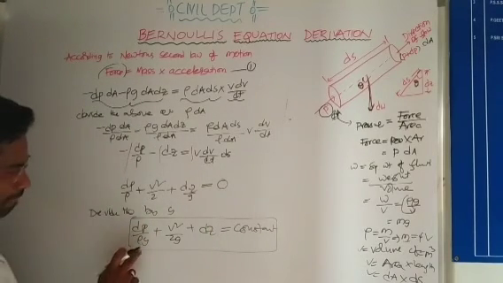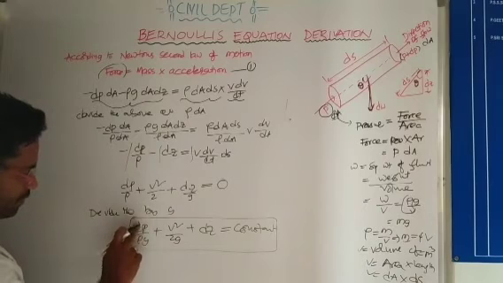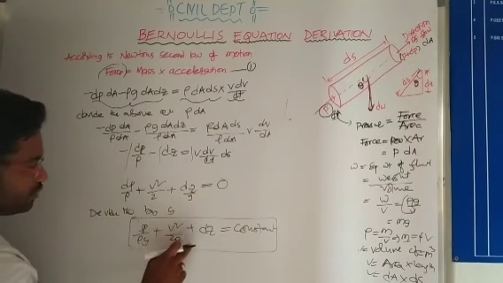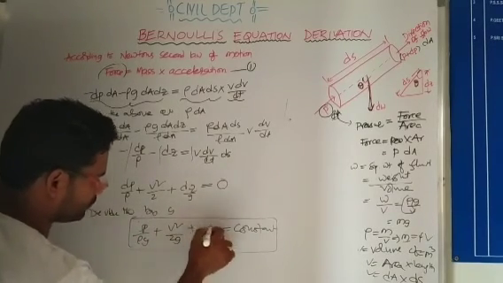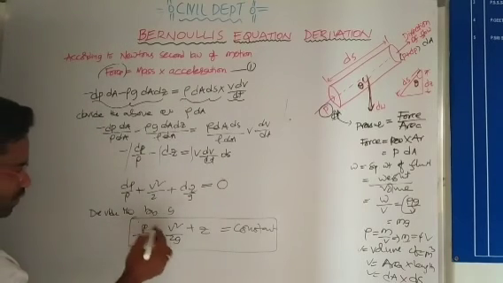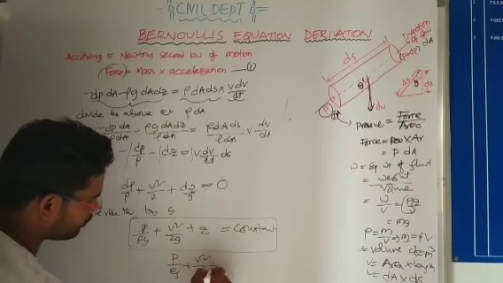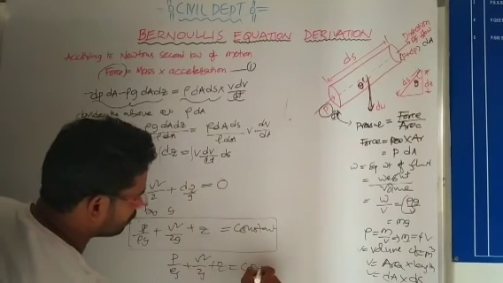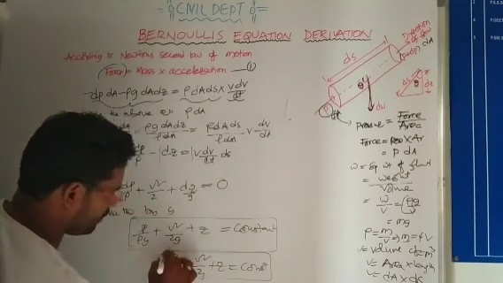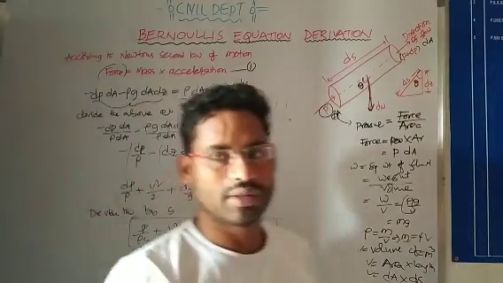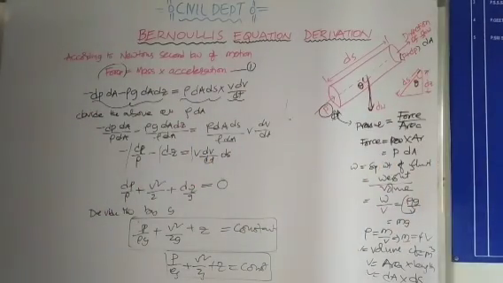So this is the Bernoulli's equation: P by rho g plus v square by 2g plus z. After integrating the above equation, you get p by rho g plus v square by 2g plus z is equal to constant. So this is the Bernoulli's equation.